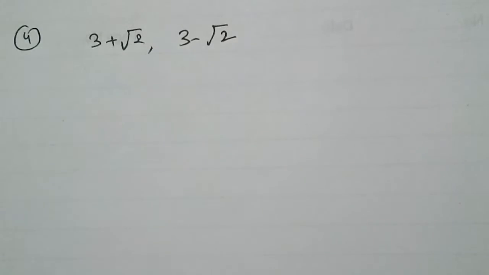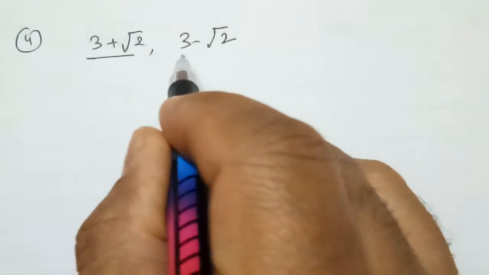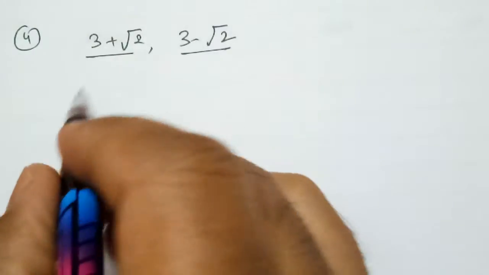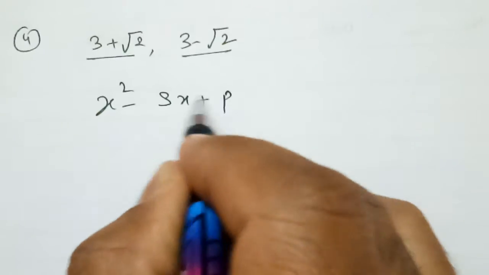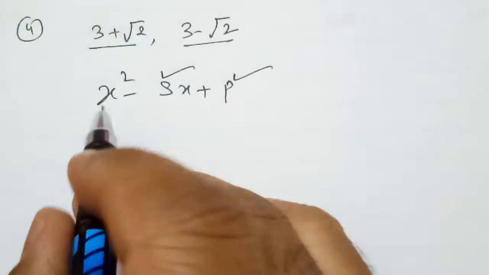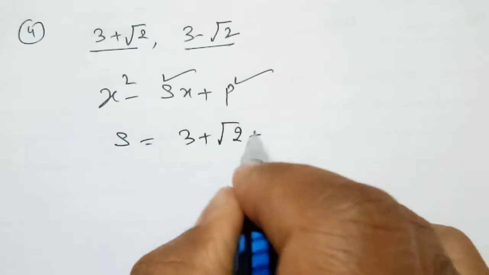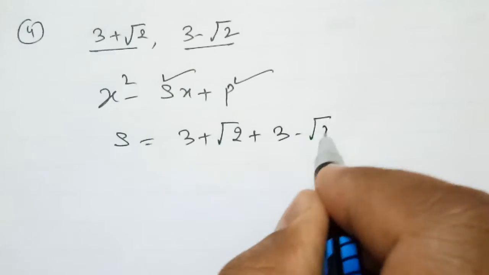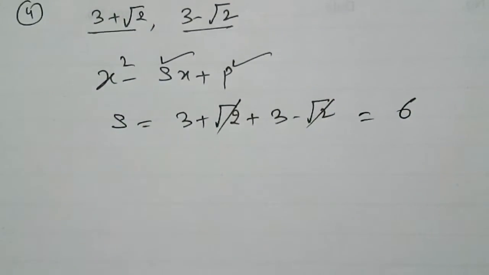Next question is, we have to find a polynomial whose zeros are given. This is the first zero, this is the second zero. So the polynomial is x square minus sx plus p. S is sum of zeros, p is product of zeros. So we'll find the sum of zeros. S equals 3 plus root 2 and 3 minus root 2. So root 2 cancels, it becomes 3 plus 3, 6. So sum of zeros is 6.